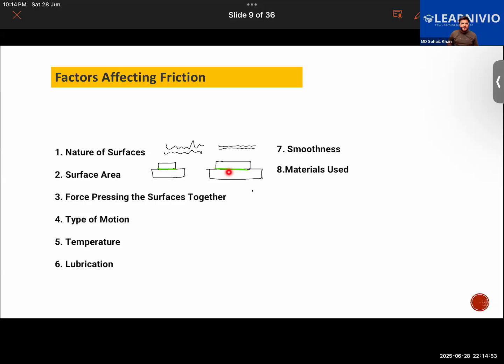Now the third factor is the force pressing the surfaces together. To understand this, suppose you have taken two rocks. One weighs 5 kilogram, another weighs 10 kilogram, right? 5 kilogram and 10 kilogram.